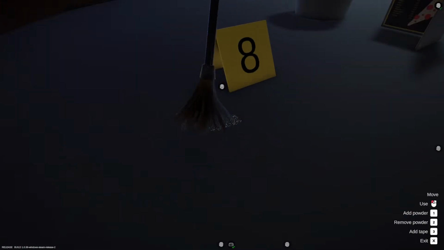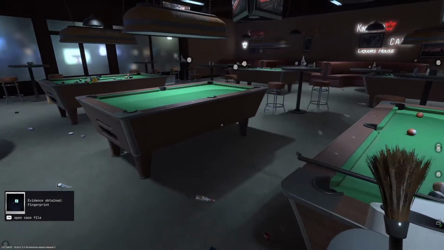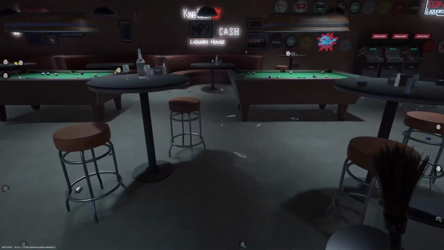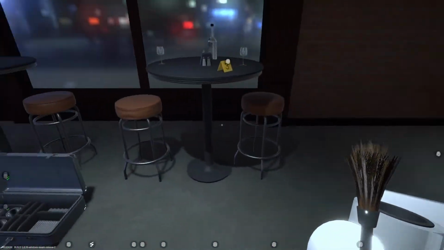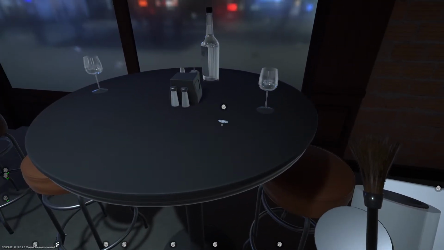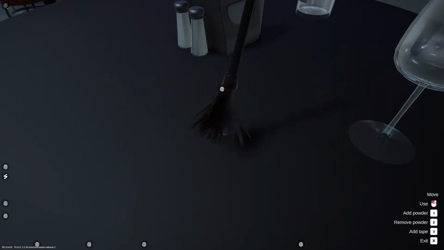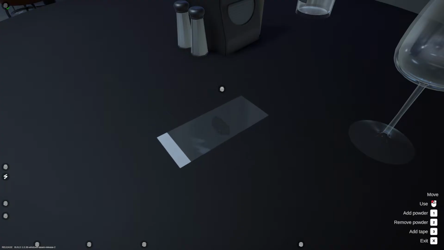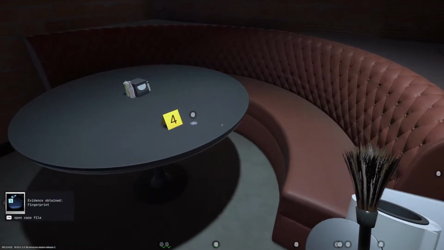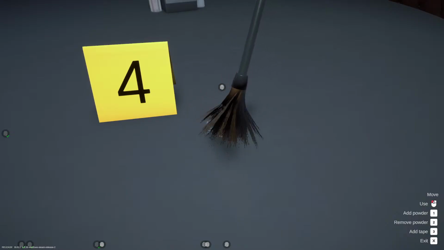Alright. So it's kind of crazy that, like, 2 investigations ago, I was in the same bar. Like, this bar is cursed. I feel like some of these fingerprints are probably pointless to get, but you still gotta do it just in case.